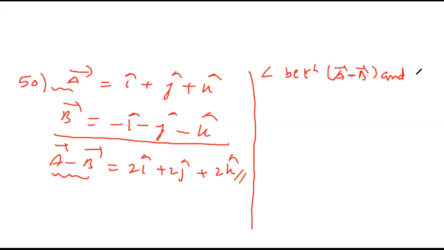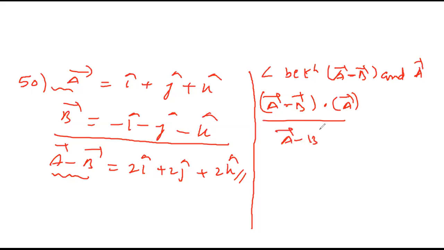And A bar. So I can say A bar minus B bar dot A bar, upon the magnitude of A bar minus B bar into the magnitude of A bar, is the cosine of the angle between them. Just check whether you have understood this. Angle between A minus B and A, I thought of dot product because dot product gives cos.